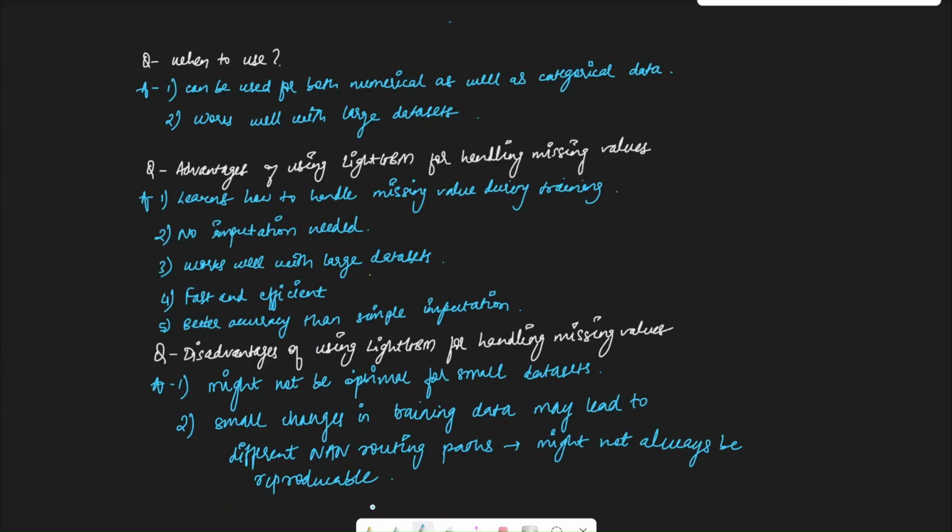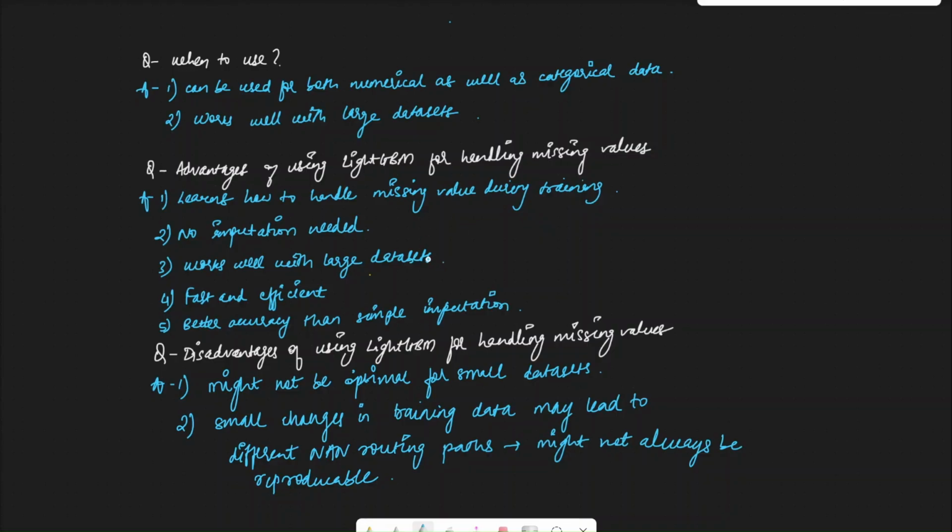When should LightGBM be used for handling missing values? It can be used for both numerical as well as categorical data. It works well with large data sets. Some of the advantages of using LightGBM for handling missing values are that it learns how to handle missing values during the training itself. No imputation is needed. It works well with large data sets.